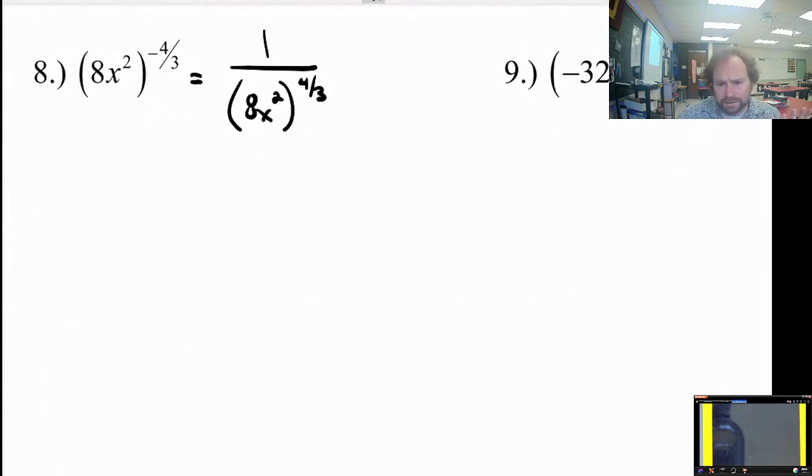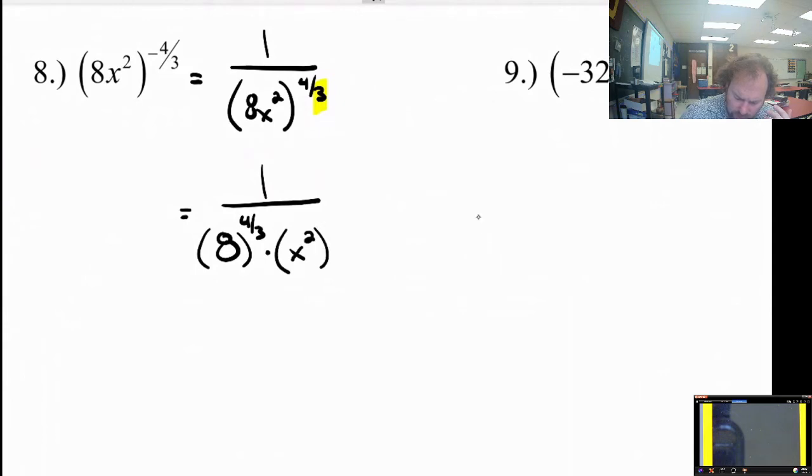So, how to handle this? Actually, the first thing I want to do is split it up. I want to deal with the number. I want to deal with 8 to the 4/3 power on its own. I'm going to multiply that times x squared to the 4/3 power. Because when it comes to the squared and the 4/3, you can just multiply those together. That's going to be 8/3, x to the 8/3 power. I don't know what x to the 8/3 power is, but that's what it is.